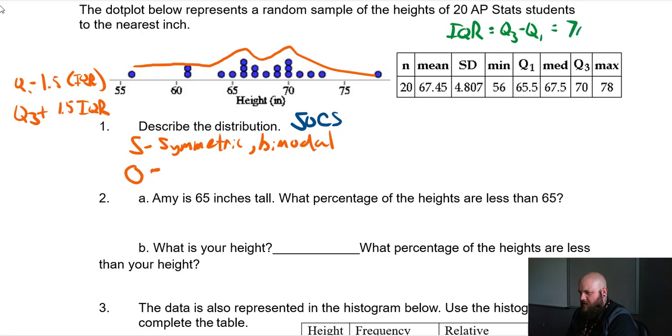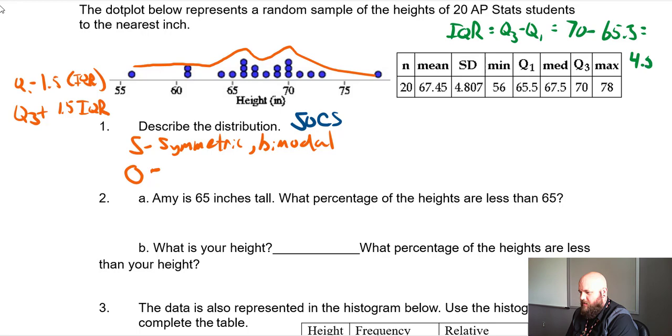So we have 70 minus 65.5. So with that, that gives us what? It should give us 4.5. So our IQR is 4.5. All right. Now that we have that value, let's go ahead and work these out to see what our boundary fences are.